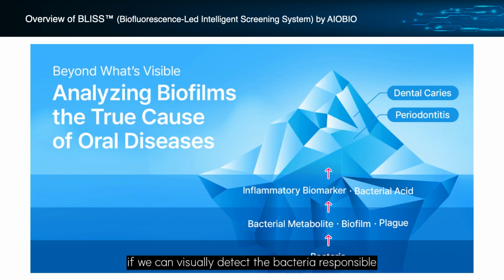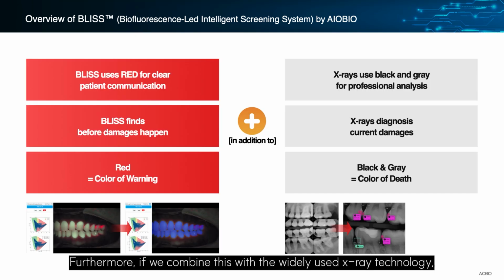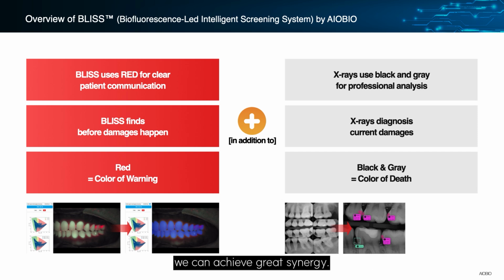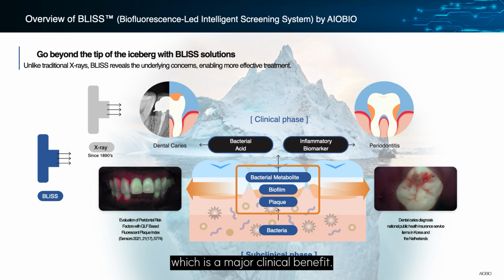If we can visually detect the bacteria responsible for our two main dental diseases, caries and periodontal disease, then we gain a powerful tool for preventing chronic oral diseases, which is precisely where the value of this technology lies. Furthermore, if we combine this with the widely used X-ray technology, we can achieve great synergy. It enables early diagnosis and prevention of both major dental diseases, which is a major clinical benefit.